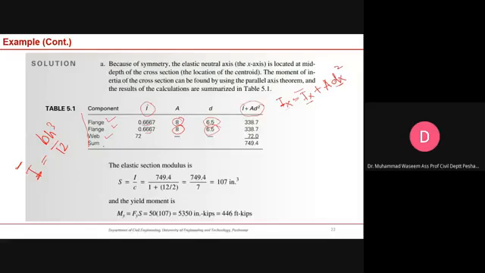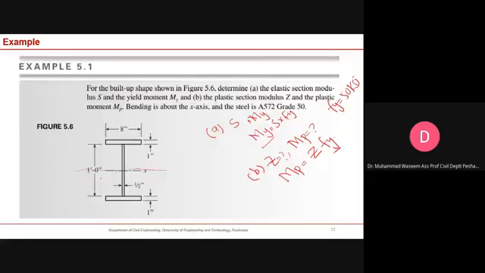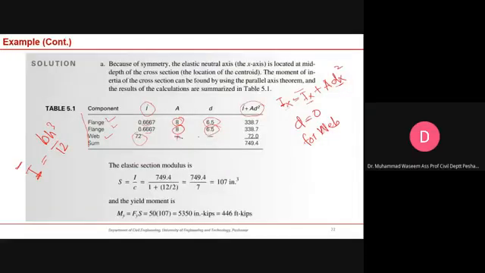you are left with the web. For the web, you can use the same formulation to compute this value. The A and d values are 0 because the d value is 0 for the web, because the main centroid of this section and the centroid of the web coincide. The dx value, or the d value, is 0. That's why you will see in this table that these values are missing.